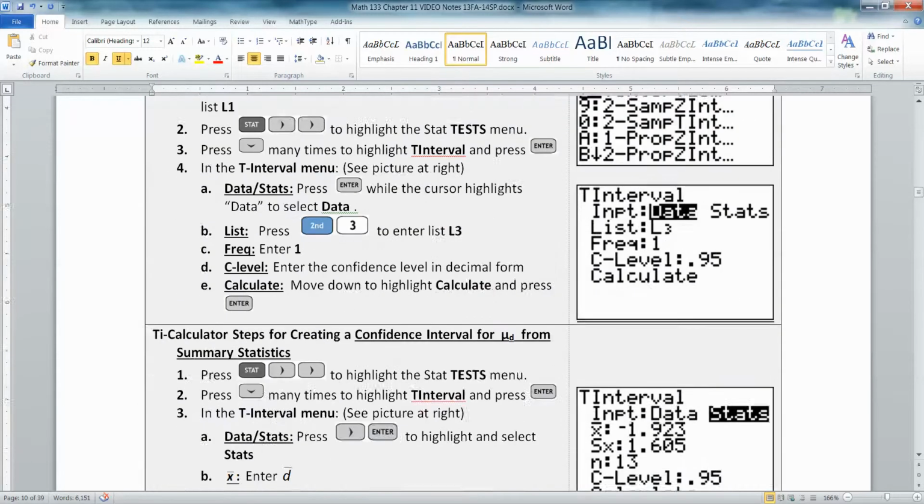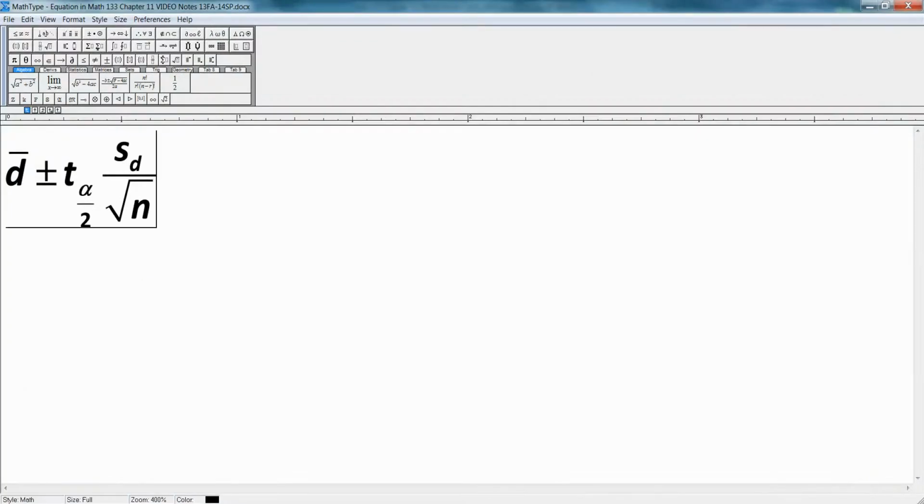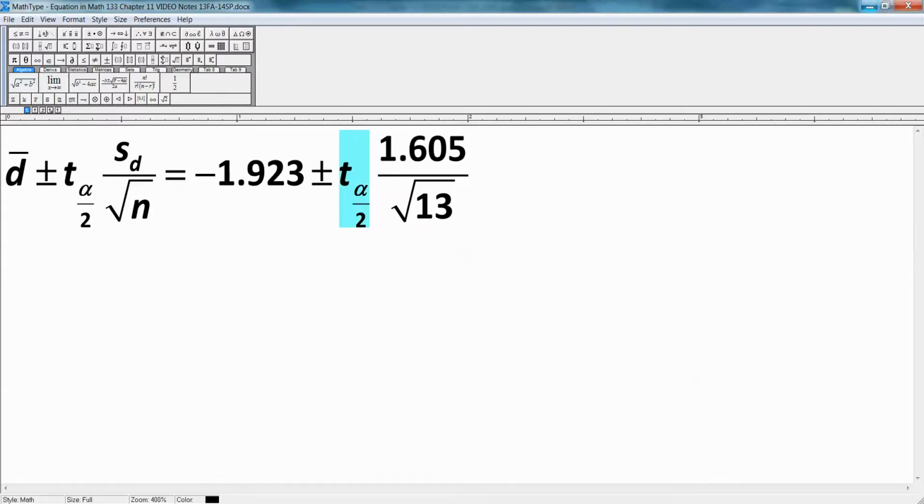All right, again, I have calculator instructions for those who are interested in it, and I have the lovely confidence interval formula right here. So we're going to construct a 95% confidence interval for the mean difference of that same touch therapy data that we saw before. So it's D bar plus or minus t alpha over 2 times SD over the square root of n. Well, D bar, remember we learned, was negative 1.923 plus or minus, let me copy and paste this. This number right here was 1.605. We already found that. The square root of n is the square root of 13. We already found that. And that leads us to t alpha over 2.